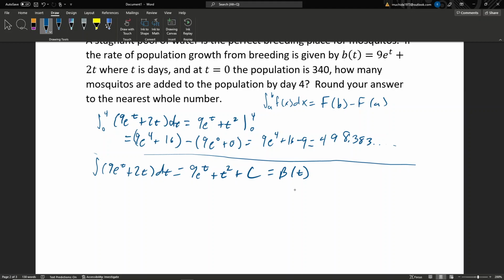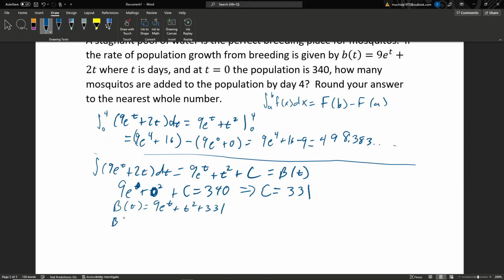So what we would do then is solve for c by plugging in t equals 0, where our population is 340. So we'd have 9e^0 plus 0 squared plus c equals this 340. Well, e to the 0 is 1, so this would be 9. Solving for c, we get c equals 331. So our population function is 9e^t plus t squared plus 331.